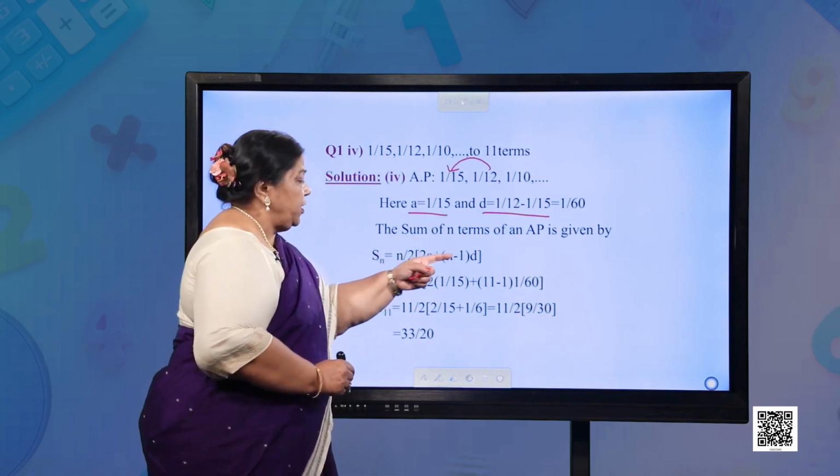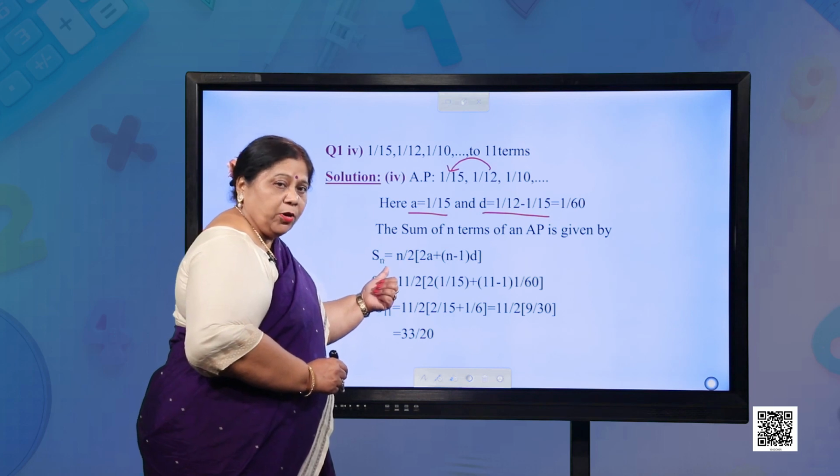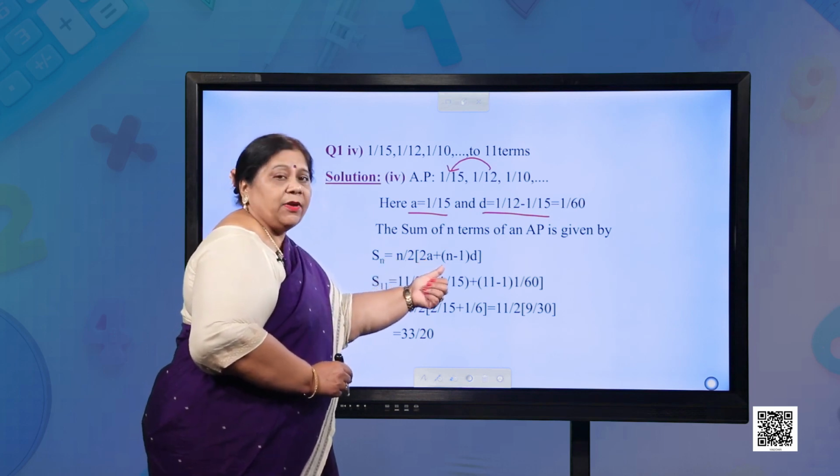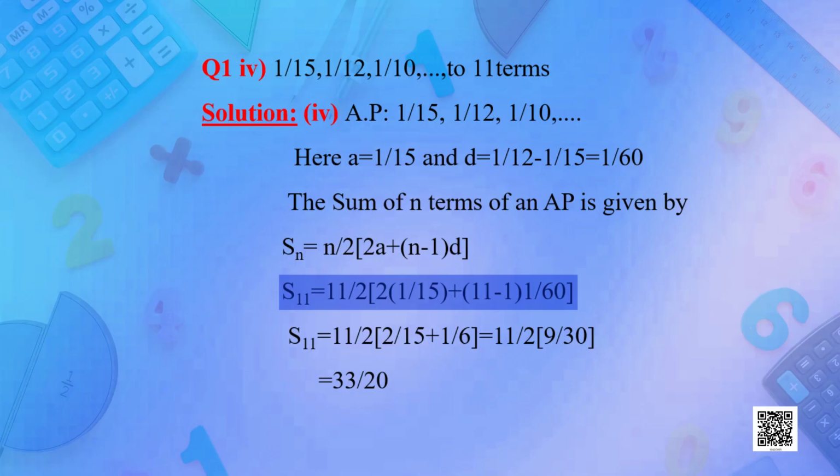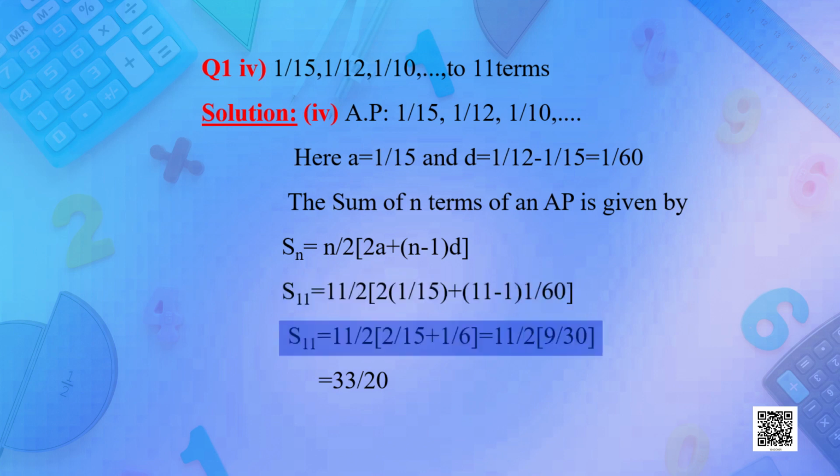Sum of the n terms of an AP is given by the formula Sn is equal to n upon 2 into 2a plus n minus 1 into d. So S11 is equal to 11 upon 2 multiplied by 2 into 1 upon 15 plus 11 minus 1 into 1 upon 60, that is equal to 11 upon 2 into 2 upon 15 plus 1 upon 6, that is equal to 11 upon 2 into 9 upon 30, which on simplification gives us 33 upon 20. I hope it is clear. Come on, let us do the next one now.